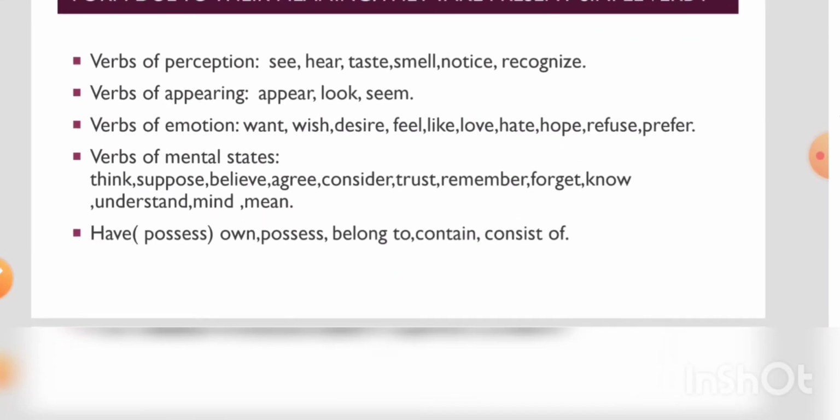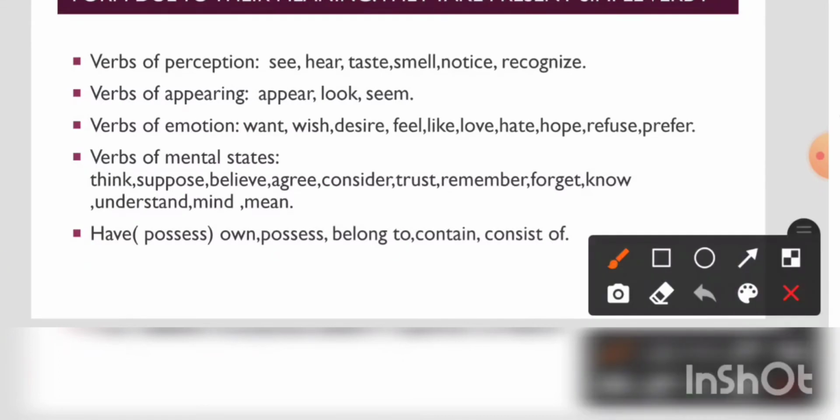This is very important, and children often make mistakes. So learn these verbs. These are the verbs which are generally not used in continuous or progressive form because of their meanings. The verbs of perception or senses: see, hear, taste, smell, notice, recognize. We can't say I am seeing, I am hearing, I am tasting, I am smelling. We can't use these verbs in continuous form.